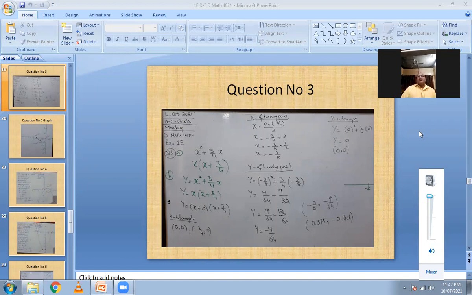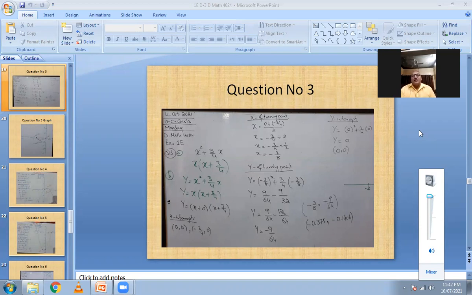The subject we are studying is D Maths 4024, Cambridge O level mathematics. We are working on the syllabus, and the name of the book is D3. We are working on chapter number 1, exercise 1E, and this exercise is about drawing the graphs of quadratic equations.